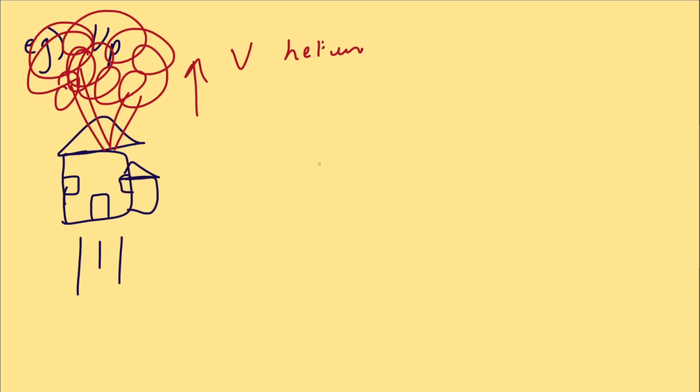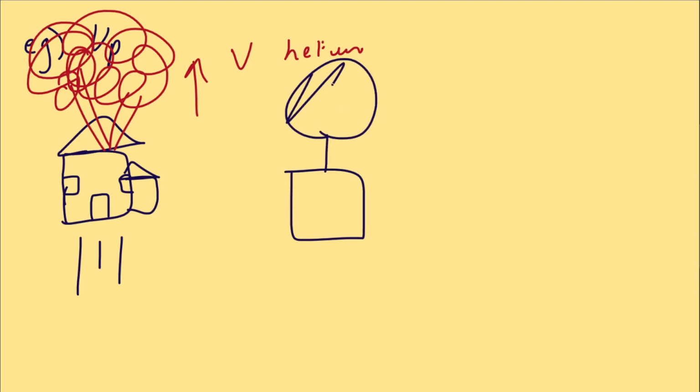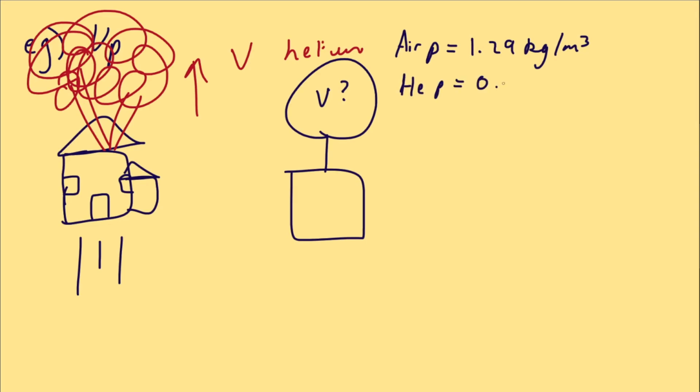To make this simpler, we imagine the house and one big collective bunch of helium. So one giant balloon, you can imagine it as. It would do effectively the same thing, and we're looking for the volume of helium needed. To start, let me tell you, the density of air is 1.29. The density of helium is 0.18. And by the way, that's why helium makes things float, because it's less dense than air.